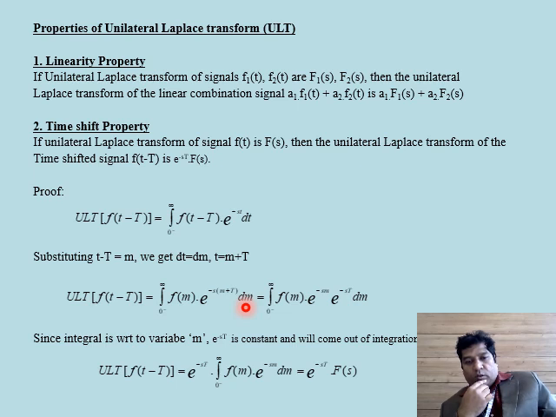Now we can take e power minus s capital T outside this integral because the integral variable is m, and henceforth we can simply get e power minus sT into the integral f of m e power minus sm dm, which is simply the Laplace transform F of s. So we are getting the final answer e power minus s capital T into F of s.